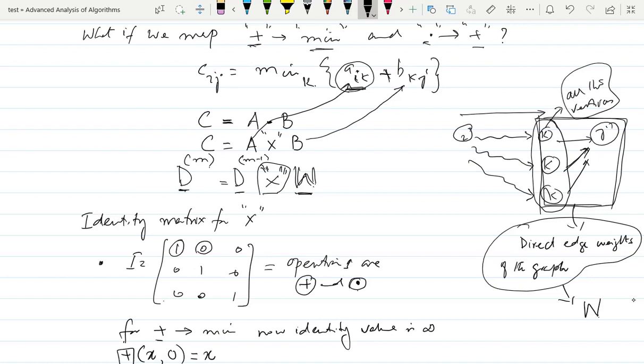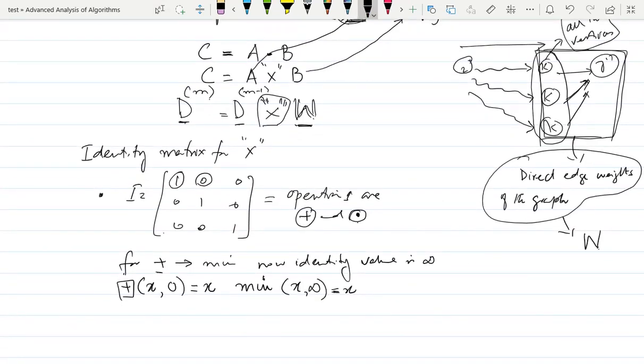So when we have transformed plus into min, we have to use min of x and some identity value. Whenever we perform that, it should return x. The only possibility here is infinity. Whenever we take the minimum of x and infinity, and every value is smaller than infinity, we'll get x. So wherever we have identity value 0, we have to transform it into infinity. And second thing is dot of x, when multiplied by 1, results in the same value.